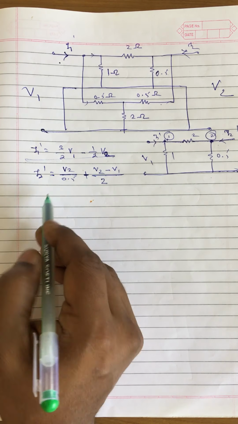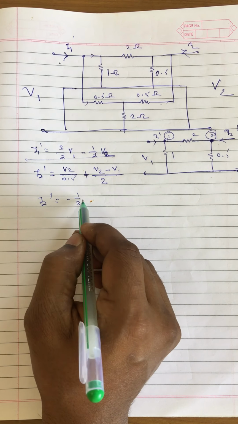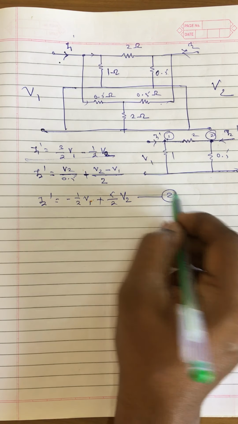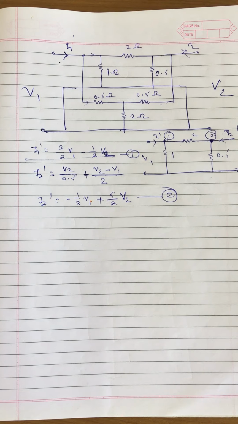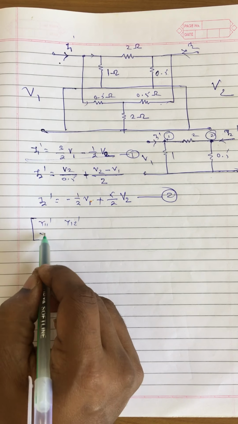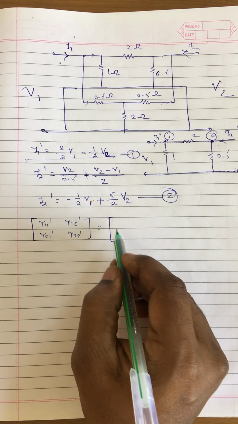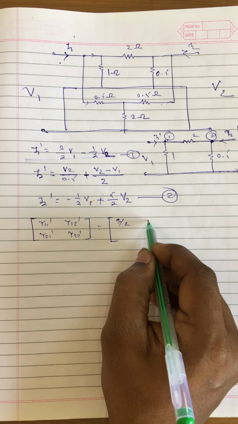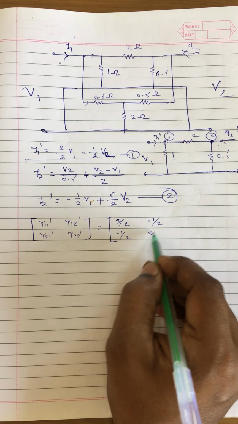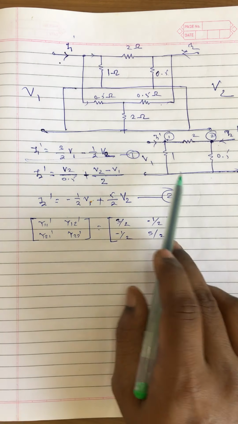I have written the final equation. So when you solve, you will get I2 dash equal to minus 1 by 2 V1 plus 5 by 2 V2. Now these are the Y parameters: Y11 dash, Y12 dash, Y21 dash, Y22 dash. So 3 by 2, minus 1 by 2, minus 1 by 2 and 5 by 2. Now see, the two networks are not identical, so we will have to solve for the other network.